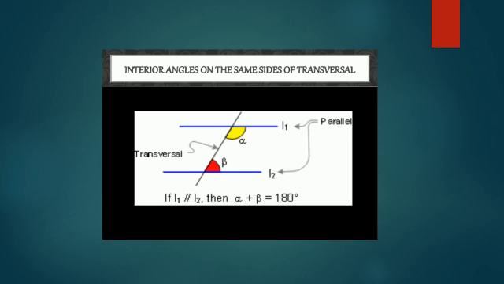Interior angles on the same side of transversal. In this diagram, L1 and L2 are parallel lines and one transversal line is there. Alpha and beta are on the same side. So, L1 is parallel to L2. Then we can write alpha plus beta equal to 180 degree.